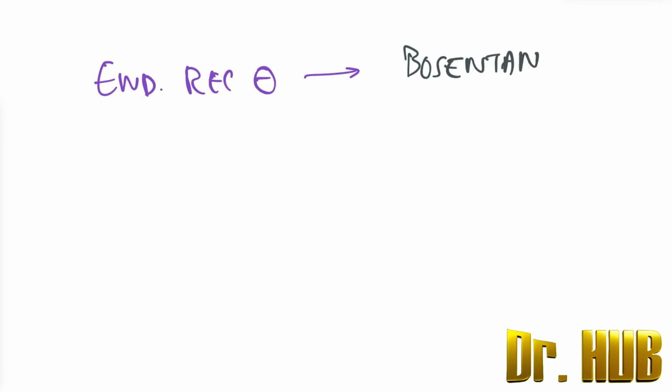Next we move on to the endothelin receptor antagonists. So here there is bosentan, ambrisentan, as well as macitentan.